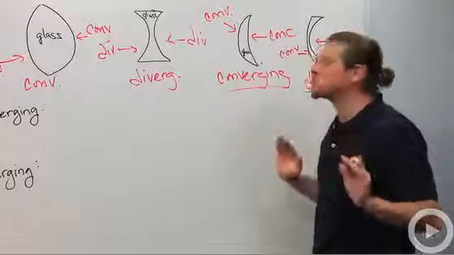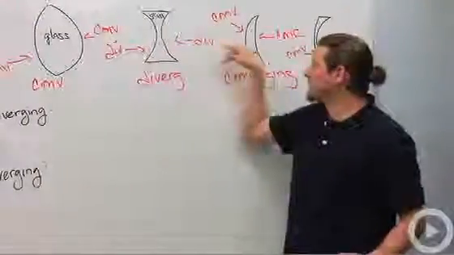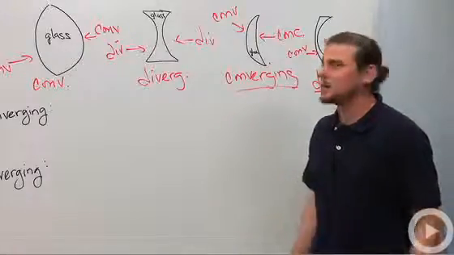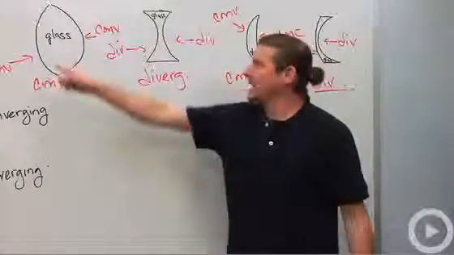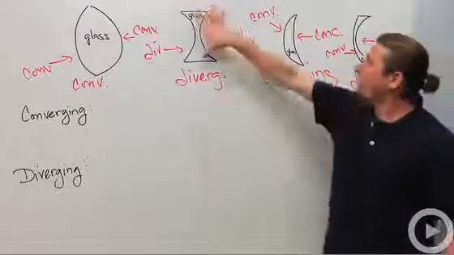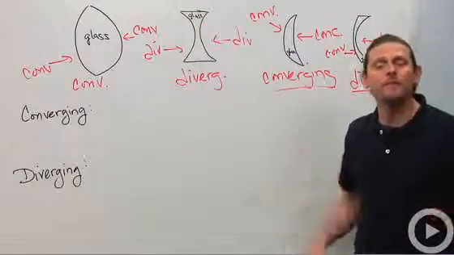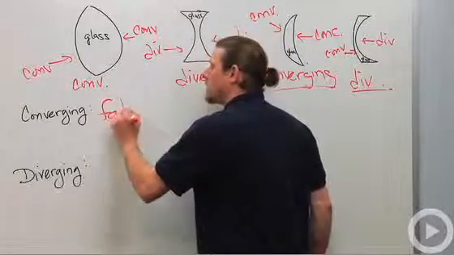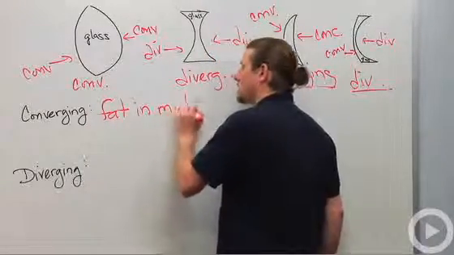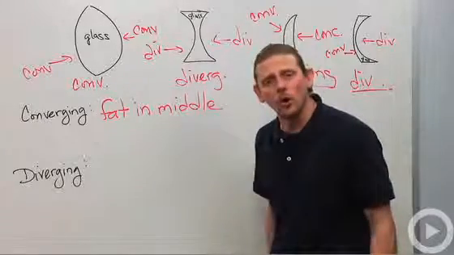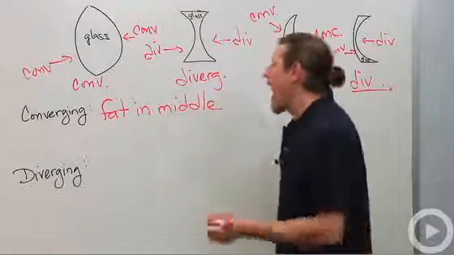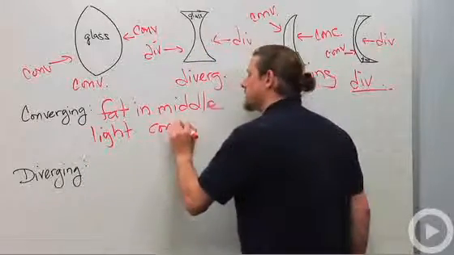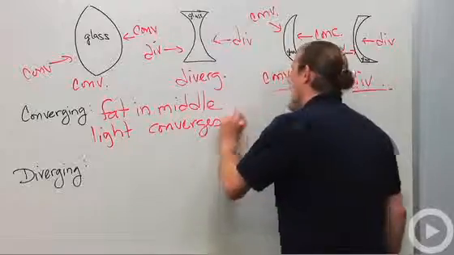All right. Now, it's really easy once we've seen these examples to do one in general. Because all we need to say is, is it converging or diverging? Well, is it fat in the middle or thin in the middle? If it's fat in the middle, then it will be a converging lens, all right? And what that will mean is that light converges at the focus.